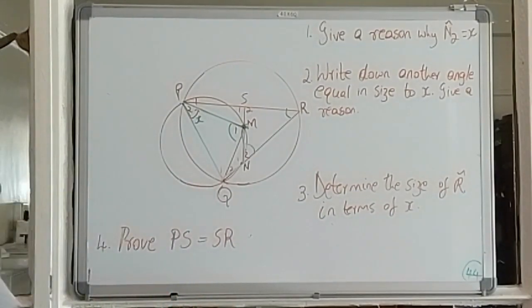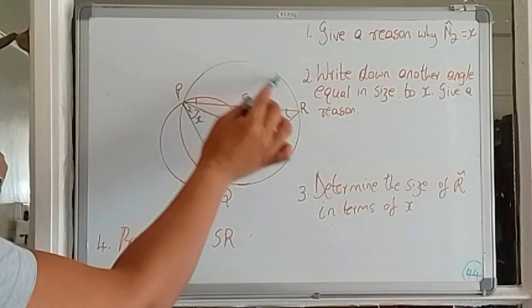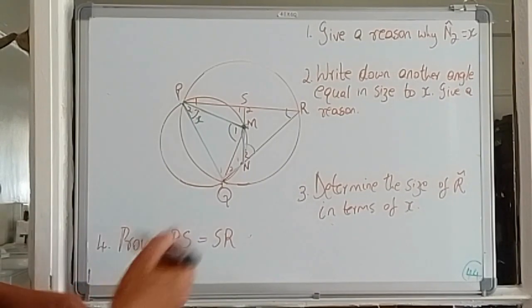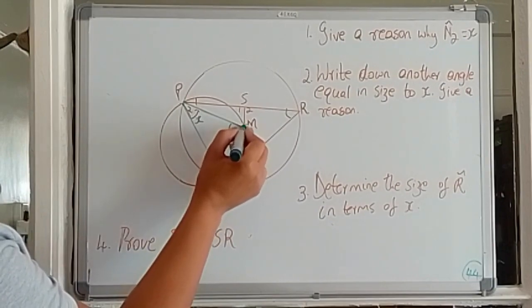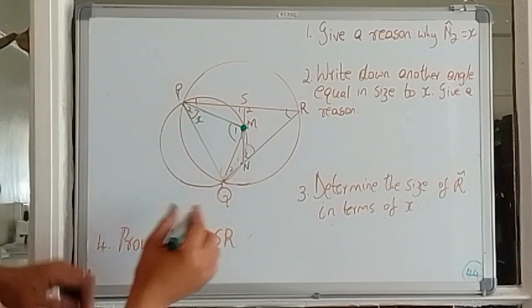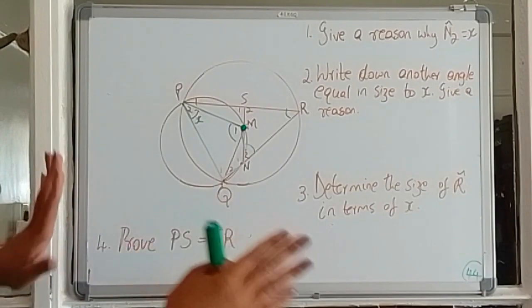So in this one, we are told that in the diagram, PQ is a common chord of the 2 circles. So there is PQ, it's a chord in the small circle, and it's also a chord in the bigger circle. The center M of the larger circle lies on the circumference of the small circle. Let's try to remember anything that we know about centers and circumference.